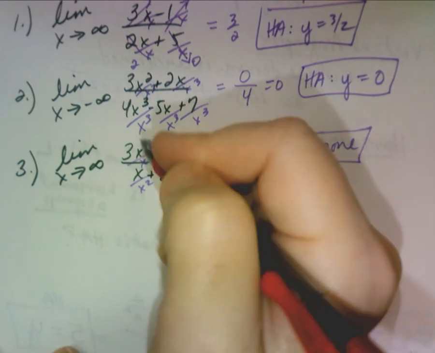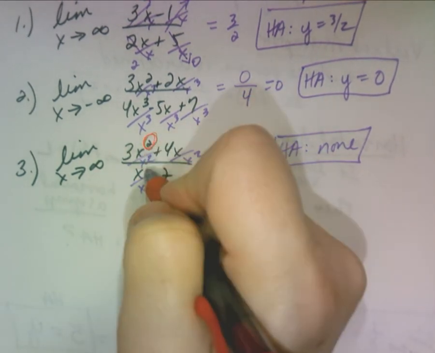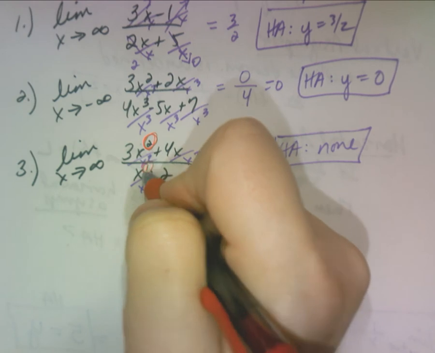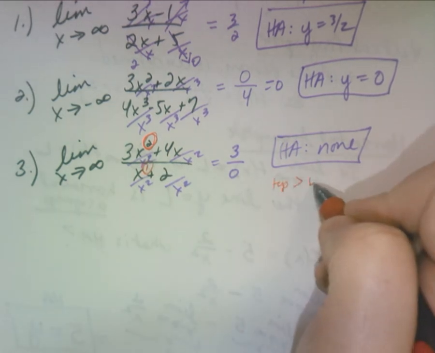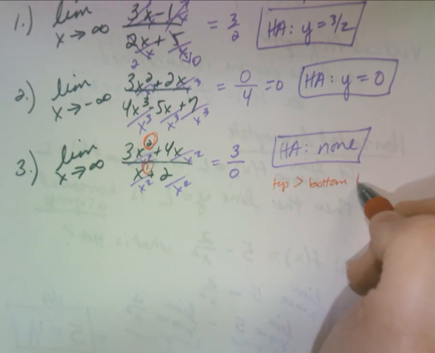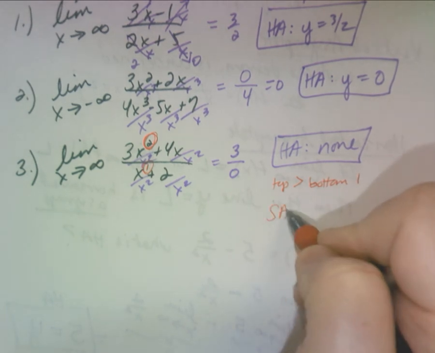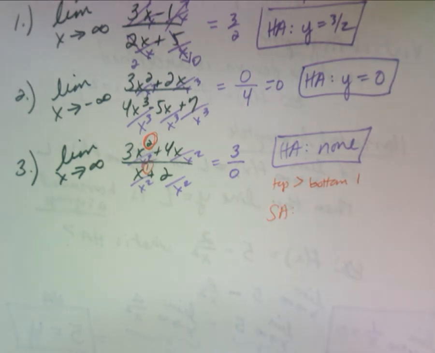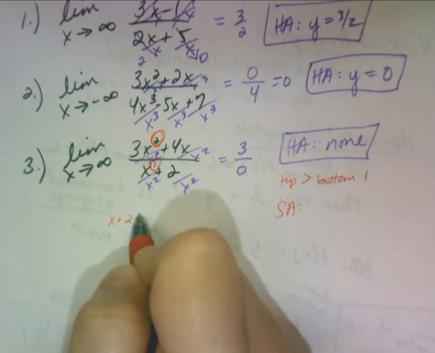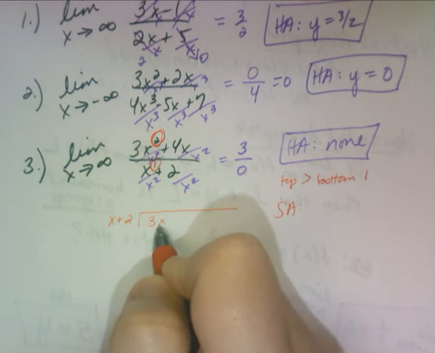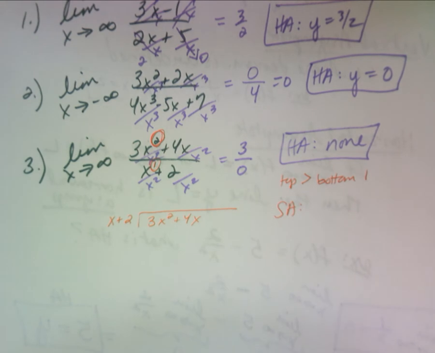Yes, John. If your top is bigger than your bottom by 1 degree, you have what's called a slant asymptote. Do you remember how to find the slant asymptote? Long division. So I will do this for you. I think you only have one of these problems tonight, long division. Long division is very easy for slant asymptotes.